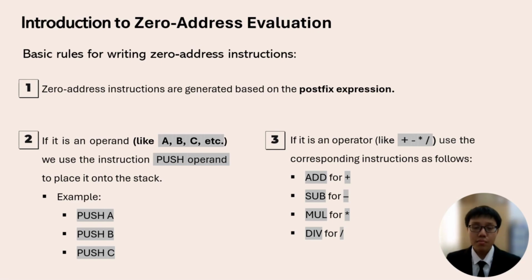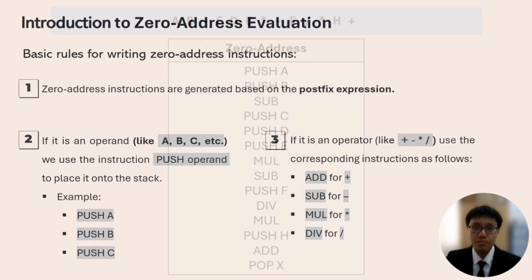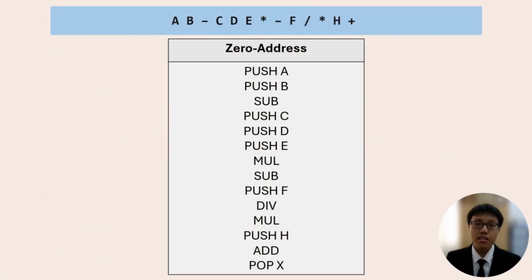Let's apply this rule step by step to our postfix expression. The first operand is A, the instruction is push A. The second operand is B, the instruction is push B. The operator is subtraction, the instruction is sub. The next operand is C, the instruction is push C. The next operand is D, the instruction is push D. The next operand is E, the instruction is push E. The operator is multiplication, the instruction is mul. The operator is subtraction, the instruction is sub.